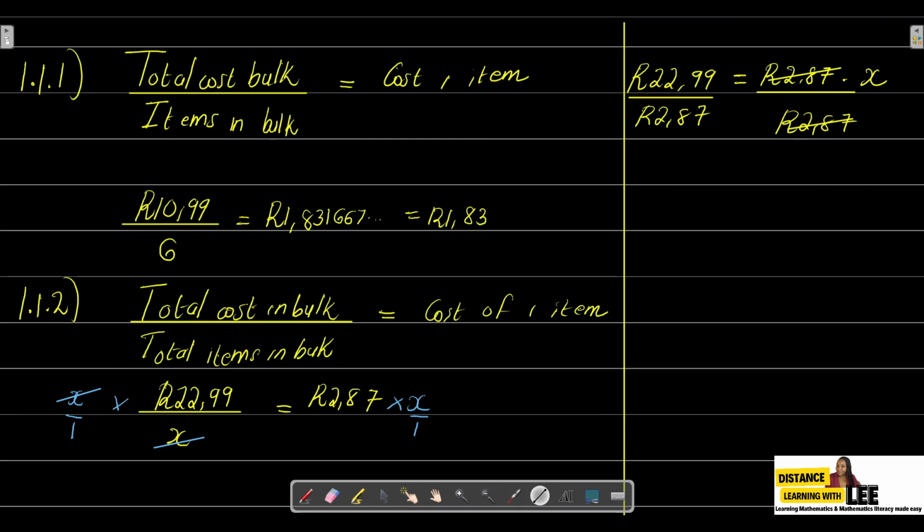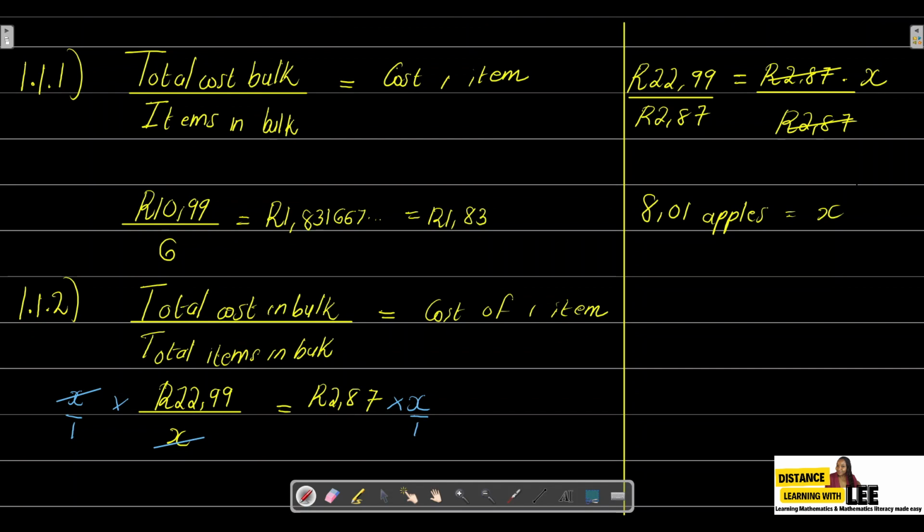From here, we'll see that the X is isolated: 22 Rand and 99 cents divided by 2 Rand and 87 cents. We find that approximately, or at most, in one bag we've got 8.01 apples. So this X is equal to 8.01 apples. But guys, you don't get 8.01 apples.